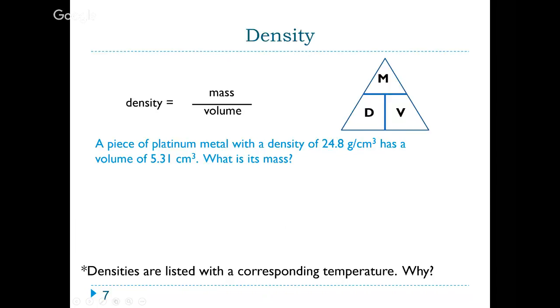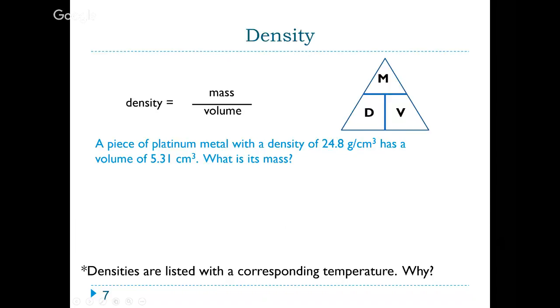So a piece of platinum metal with a density of 24.8 grams per centimeter cubed has a volume of 5.31 centimeters cubed. What is its mass? So when we start to do problem solving, I like to pull information out. So this question is giving me information and it's asking me to find something else.